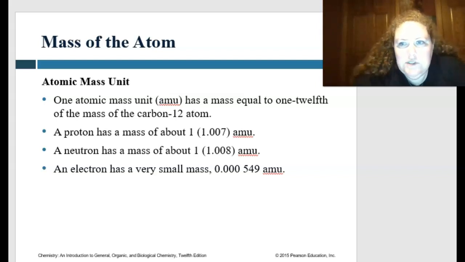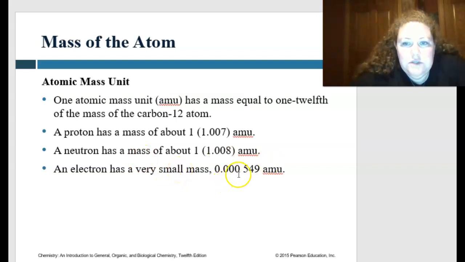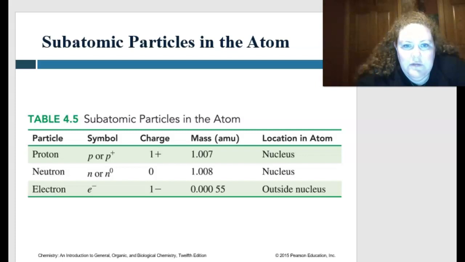So using this, we were able to determine how to figure out the mass of an atom. And so this is another great flashcard thing, where the atomic mass unit, or 1 AMU, has the mass that's equal to 1/12 of the mass of a carbon-12 atom. So a proton has the mass of about 1 AMU. A neutron has the mass of about 1 AMU, where the electrons are almost kind of weightless. Okay, they have a very small mass of 0.000549 AMUs. Okay, so we can use these to calculate the different masses of different atoms.